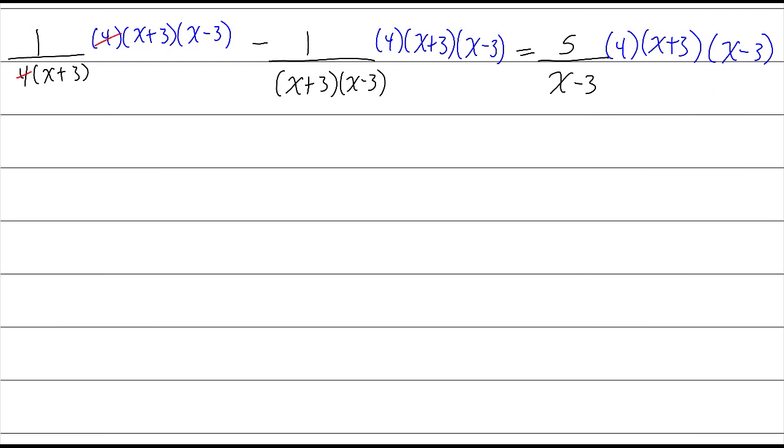4 times x plus 3. I'm left with 1 times x minus 3, which of course is just x minus 3. Minus x plus 3, x minus 3. I'm left with 1 times 4, which of course is just 4, equals x minus 3 cancels. I'm left with 5 times 4, 20, times x plus 3. Okay, that's not even a quadratic. That's a pretty simple equation to solve here.